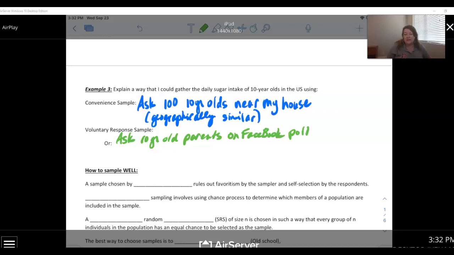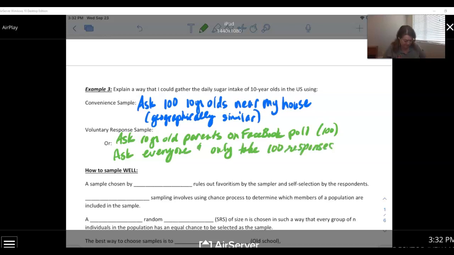Or I could put a question out to everyone to voluntarily respond to, but only record the first 100. So I could either just ask 100, or I could ask everyone and only take 100 of the responses. Both of those have inherent problems with the way that we sample them, all right?